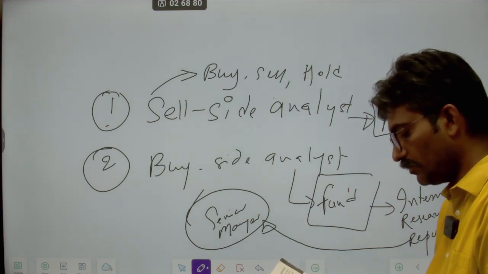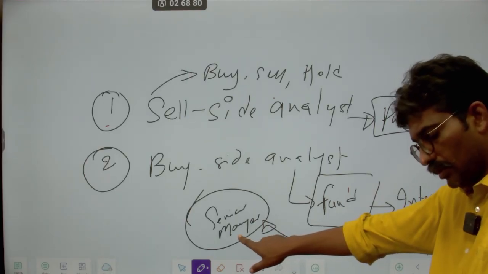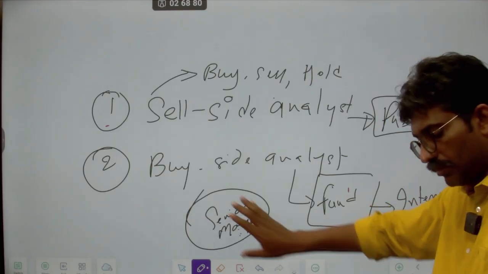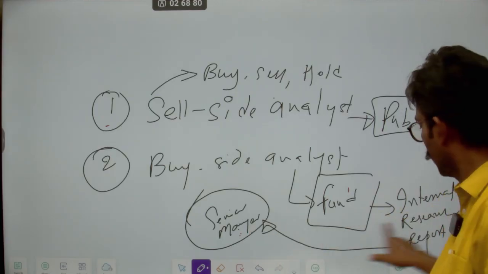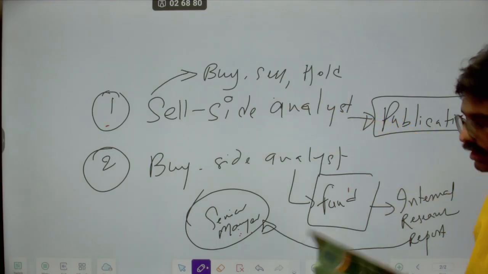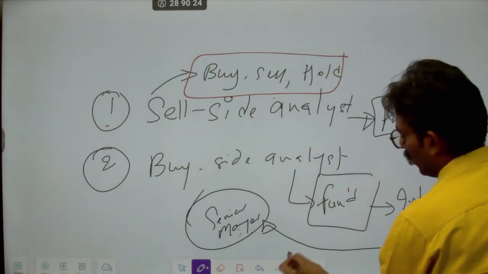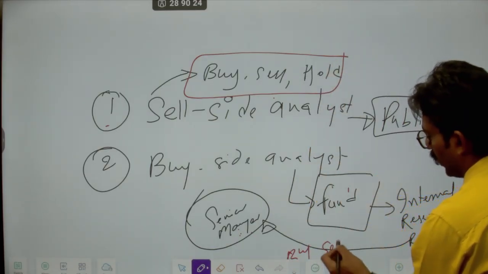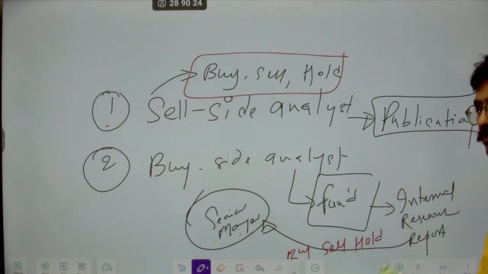Okay. And this is circulated amongst the top management, which I've already put here, and they will decide then whether they want to buy, hold, or sell. These research reports, which are written by buy side analysts, also contain a similar kind of recommendation: buy, sell, or hold. So you would have either a buy recommendation, sell recommendation, or a hold recommendation. Clear?